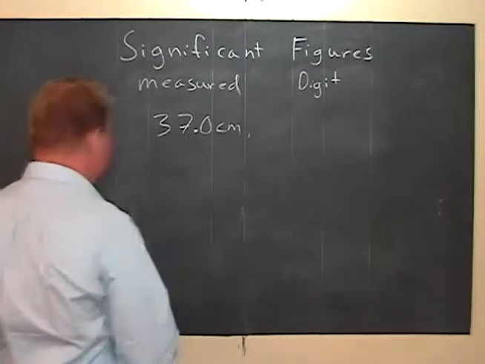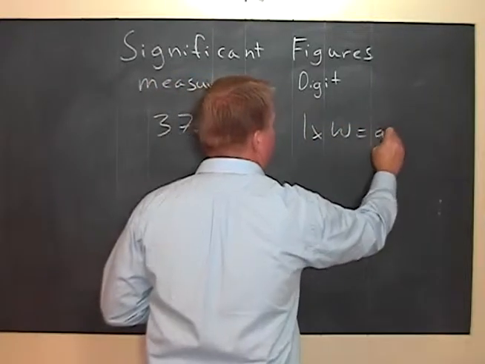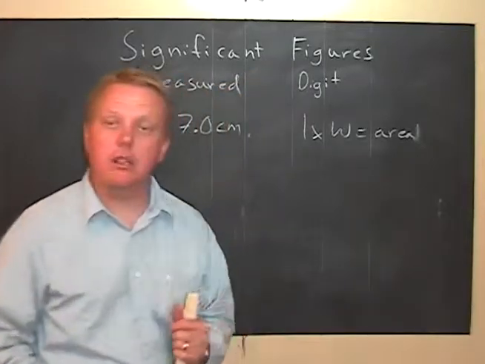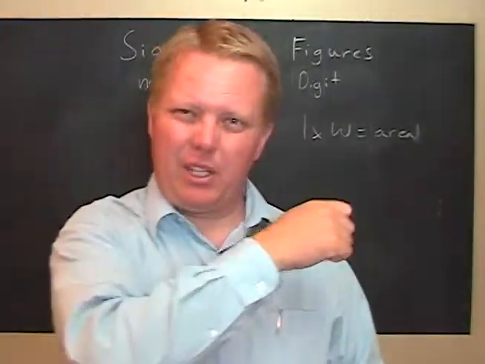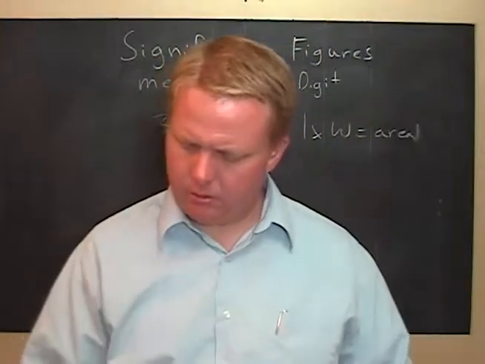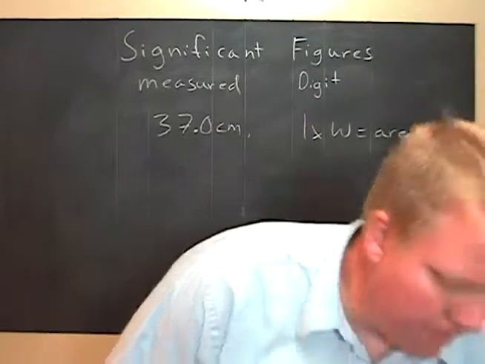Alright, so back to the idea of area. Now length times width equals area. Don't ask me what that was on the end of there. But sometimes little things creep onto the chalkboard that shouldn't be there, and when they do, that's chalkboard error. It's not my fault, it just happens sometimes. So don't hold it against me.